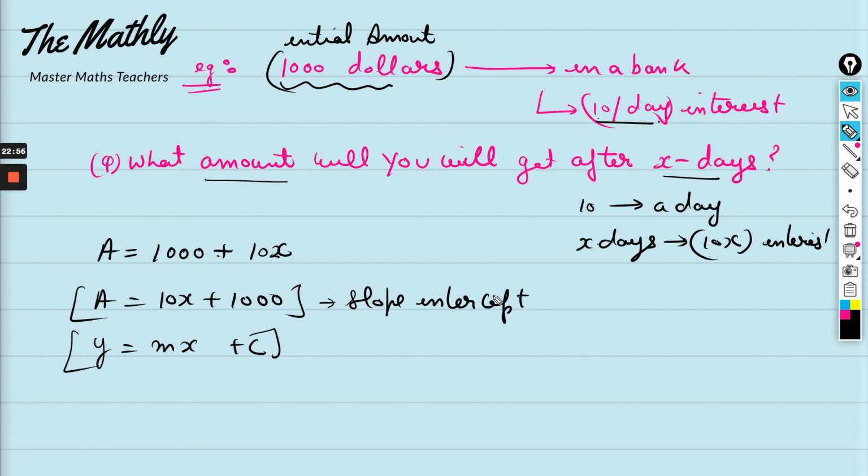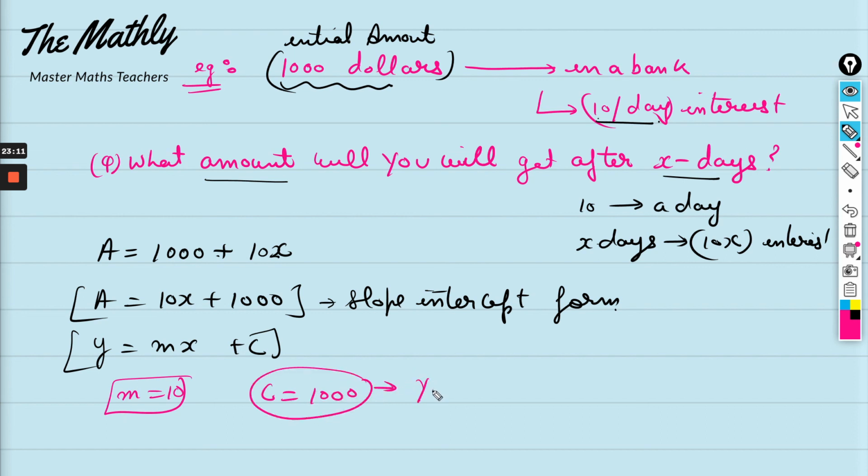Slope-intercept form, if you look at it very clearly. Now, if you compare, what is the slope over here? The slope is 10. And what is C? That is the y-intercept, that is 1,000. If you remember, I discussed with you that the y-intercept is also sometimes known as the initial value. Please be very careful, sometimes in a word problem they'll say this is also known as the initial value.